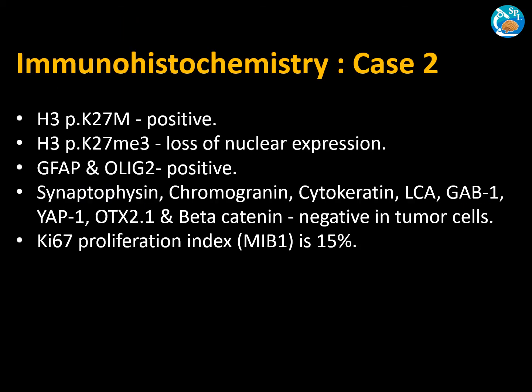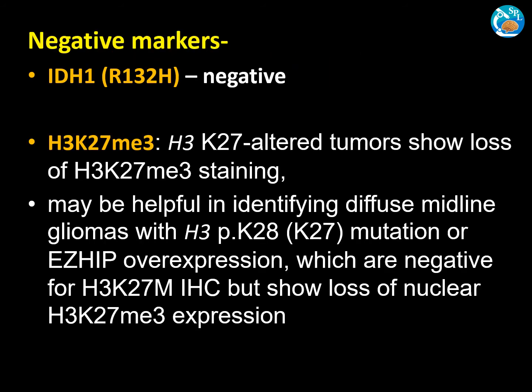In case 2, similar findings were seen, that is, it showed loss of nuclear expression of trimethylation, and H3K27M mutation was seen. We also did other markers to rule out medulloblastomas such as synaptophysin, chromogranin, CK, and LCA to rule out lymphomas. GAB1, YAP1, OTX2 and beta-catenin were negative in the cells, and the Ki67 proliferation index was high, 15%.